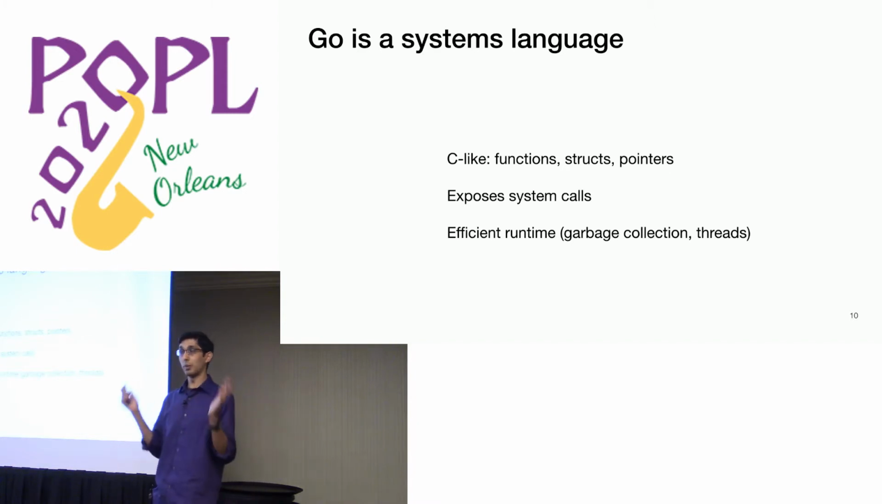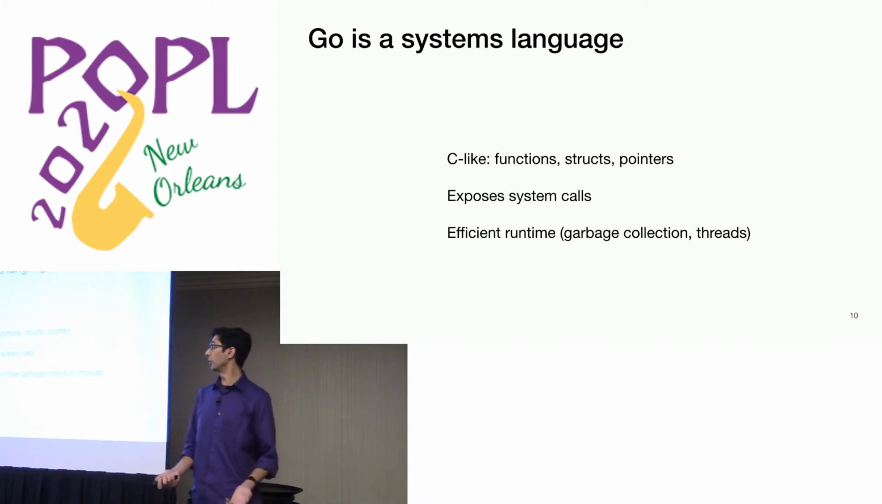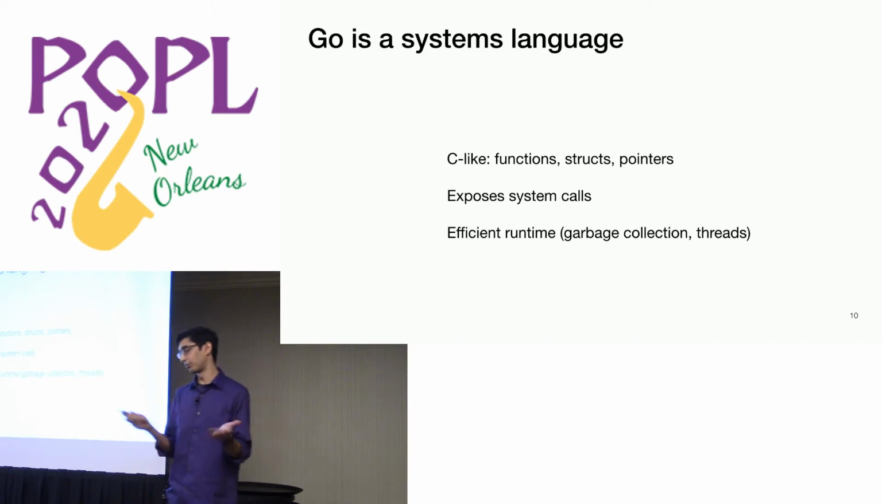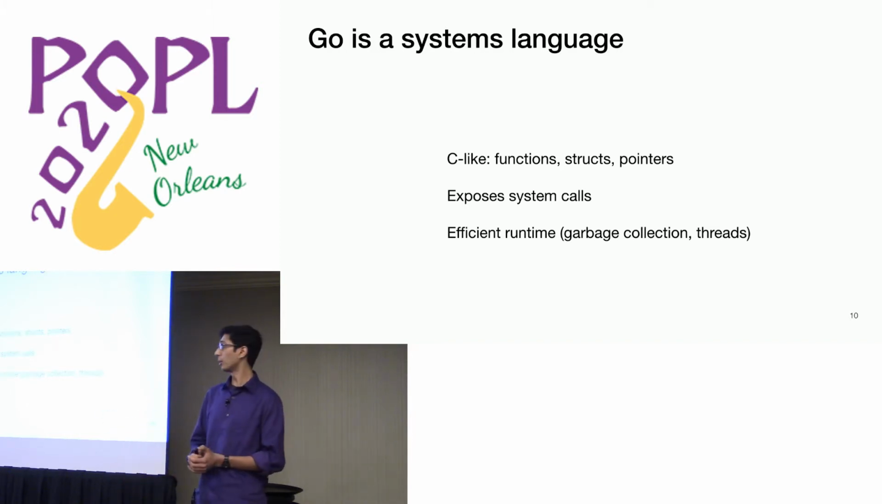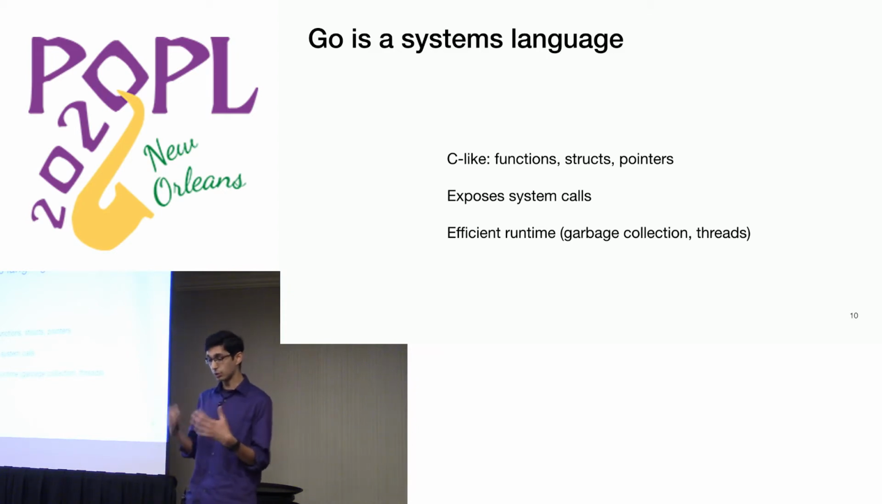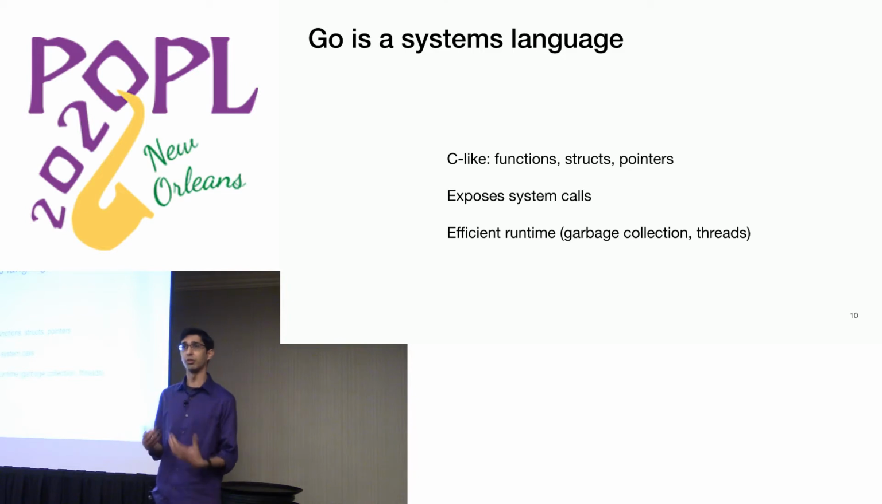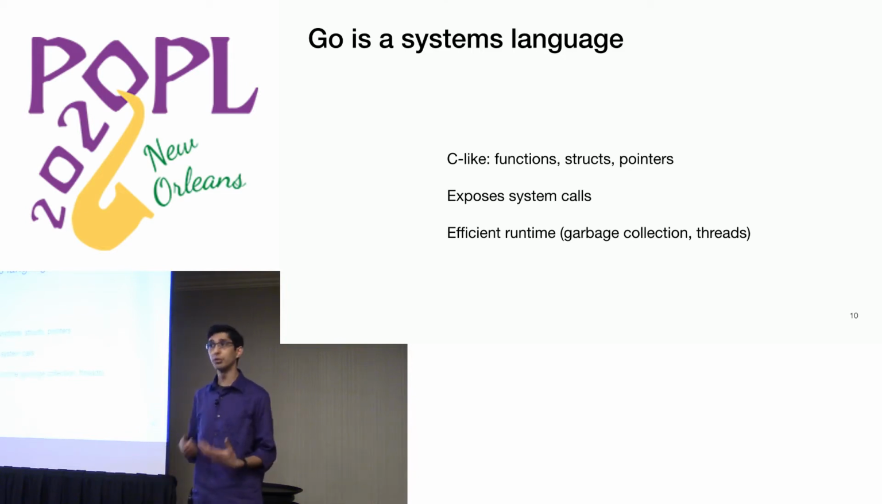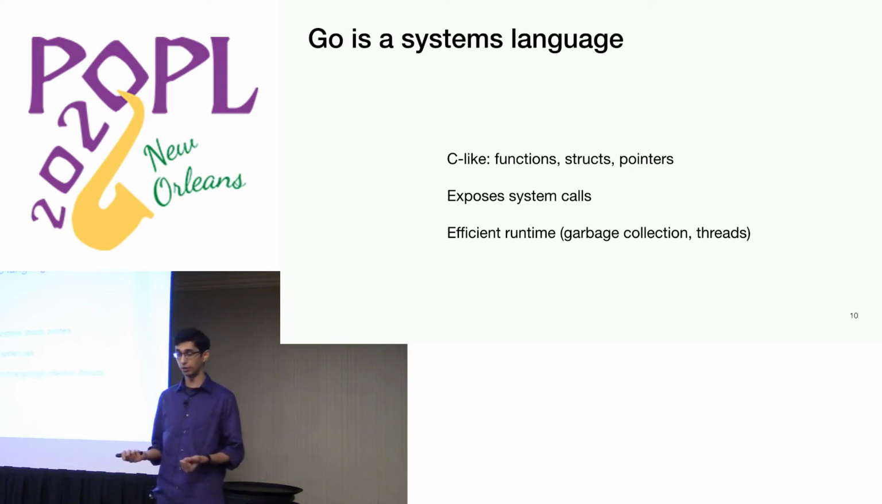So Go, you maybe are not familiar with Go. Go is a systems language. It's C-like. It has functions and structs and pointers. It's garbage collected, which is convenient when you're writing code, especially concurrent code. It was originally designed as a systems language as a replacement for C. And so it exposes system calls. It has good access to C functions.